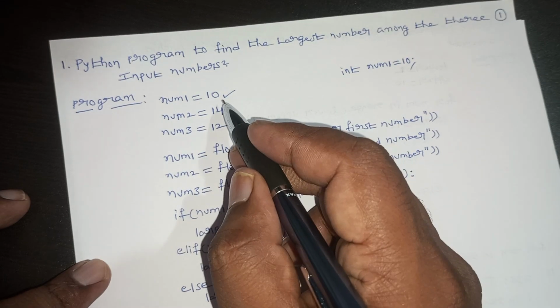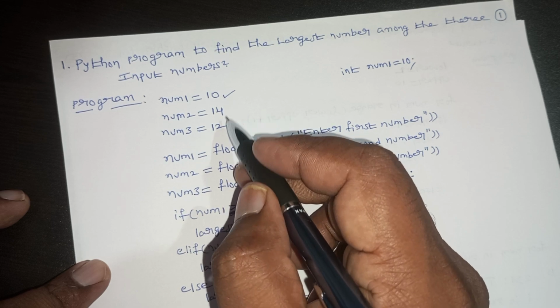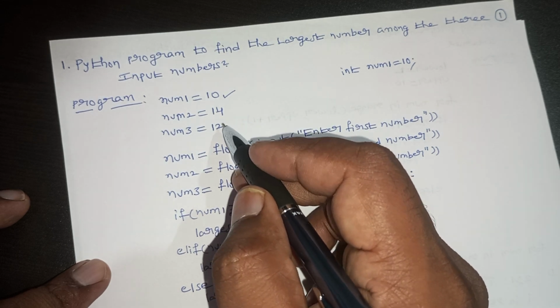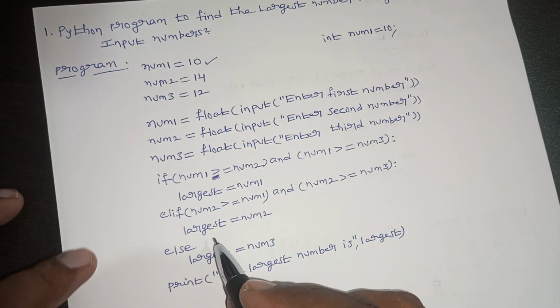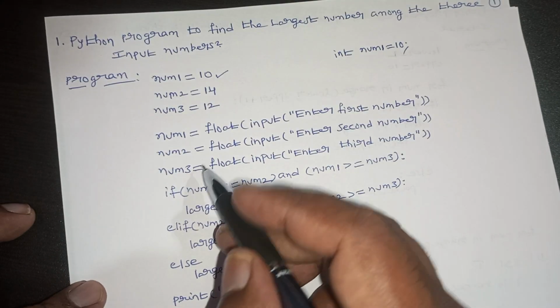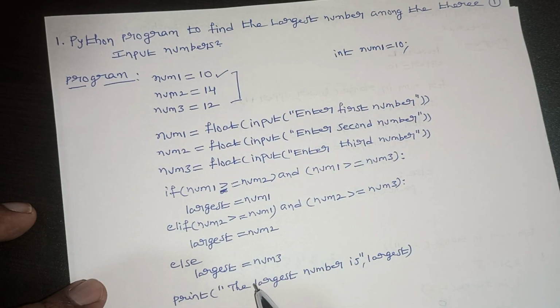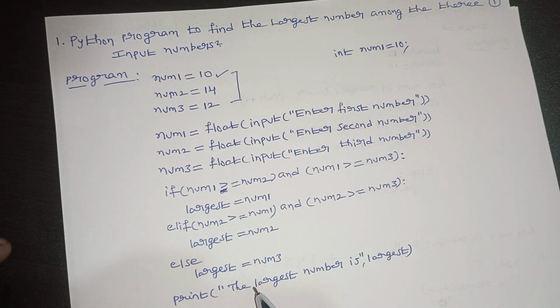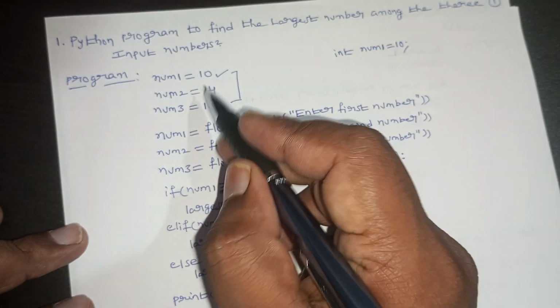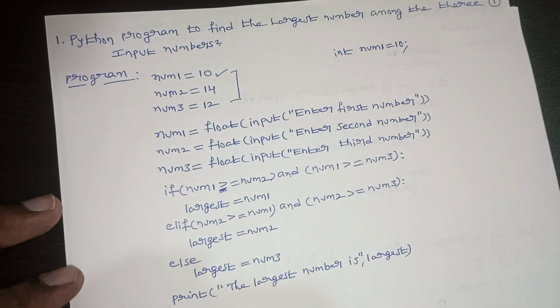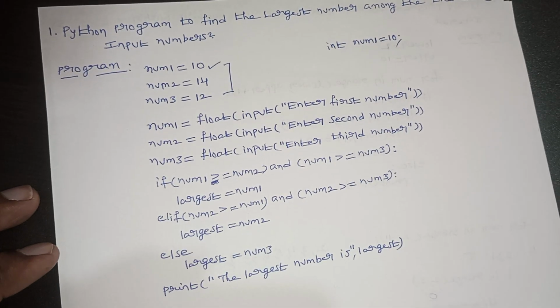Now I have to find which is the biggest number among these three numbers. That is my intention, that is the program. If you are taking values statically, it means in the program itself you are taking some fixed values. In this way you have to take them.